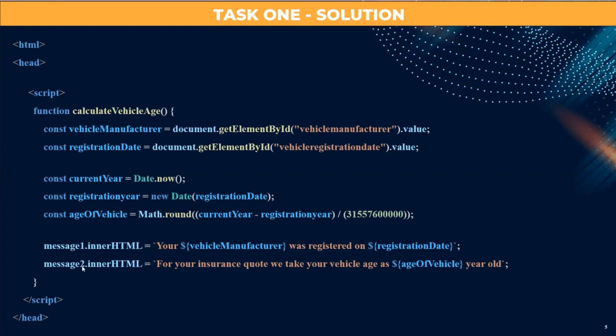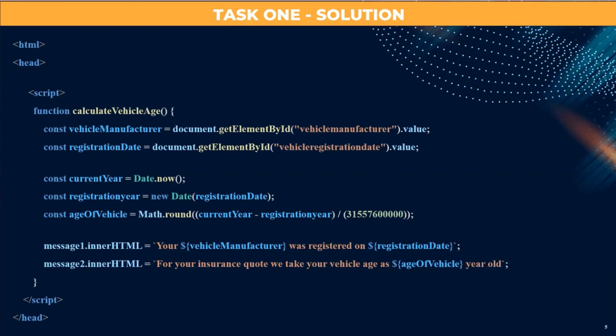And then we're saying for message two, inner HTML, for your insurance quote, we take your vehicle age as, and this is a variable, so again it goes inside the curly braces and the $ sign, years old.